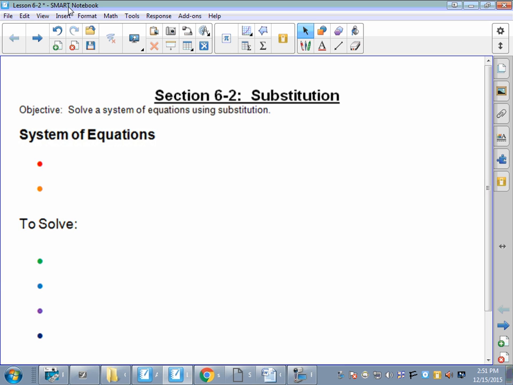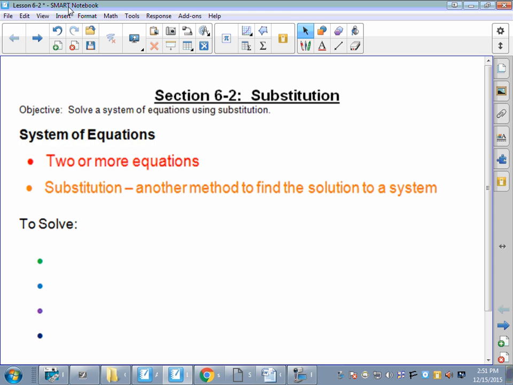Remember, it all comes down to where a system of equations, two variables, would intersect on a graph. But you don't always have to graph them. We have alternatives. So, first of all, a system of equations. We know it's two or more equations, and substitution is another method to find the solution.